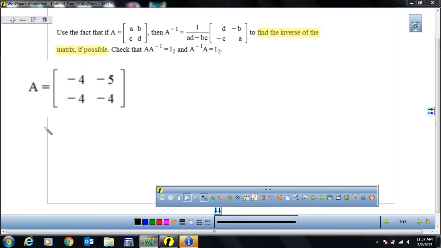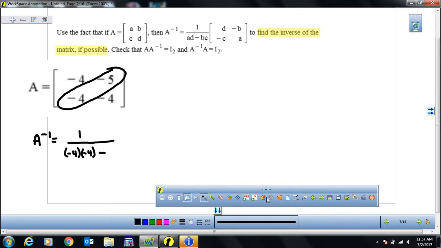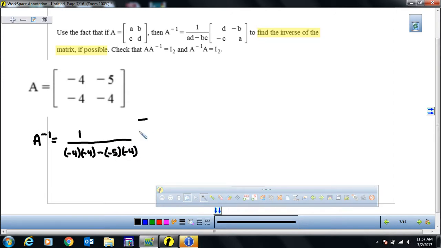So let's set this up. The formula to find the inverse tells me, first of all, it's going to be 1 over A times D, meaning that you're going to multiply these two numbers in this diagonal. -4 times -4. Minus B times C means that we're going to multiply these two numbers in this diagonal. -5 times -4. Minus -5 times -4. And this is going to be multiplied times the new matrix.